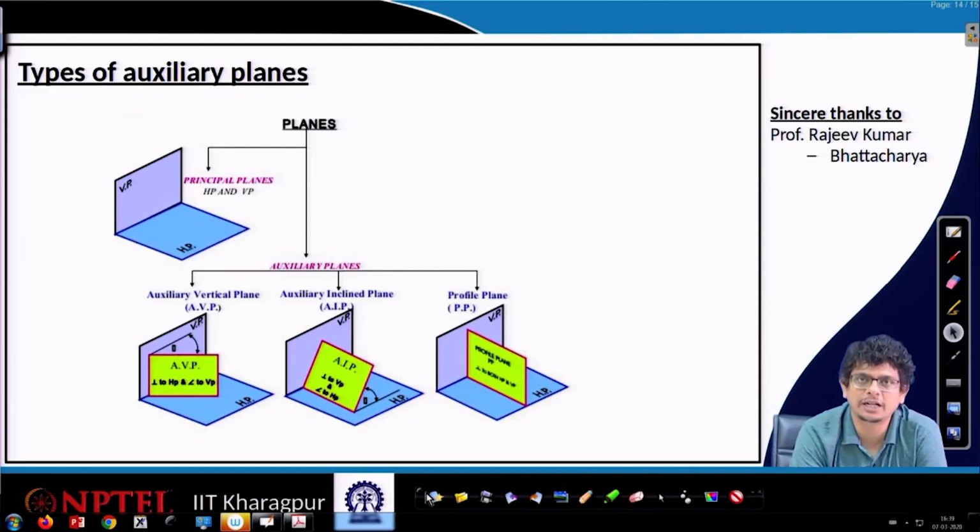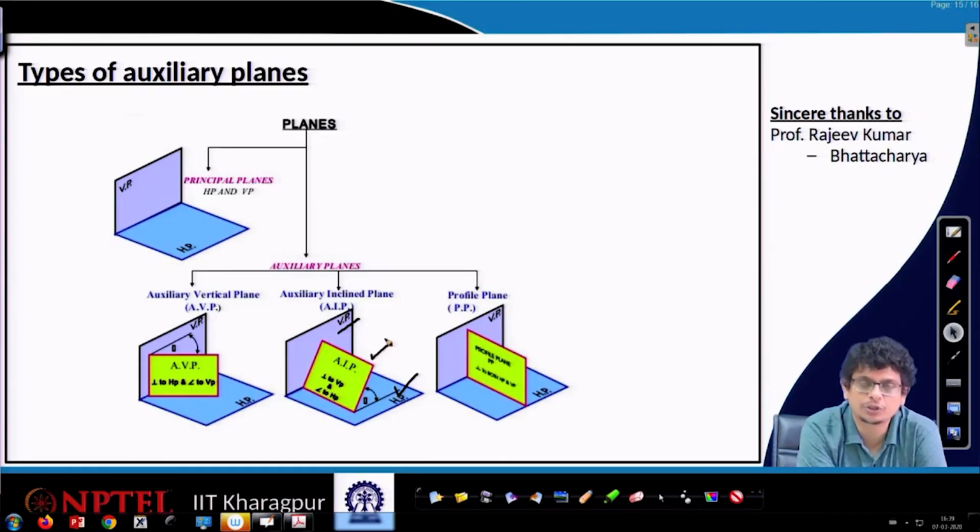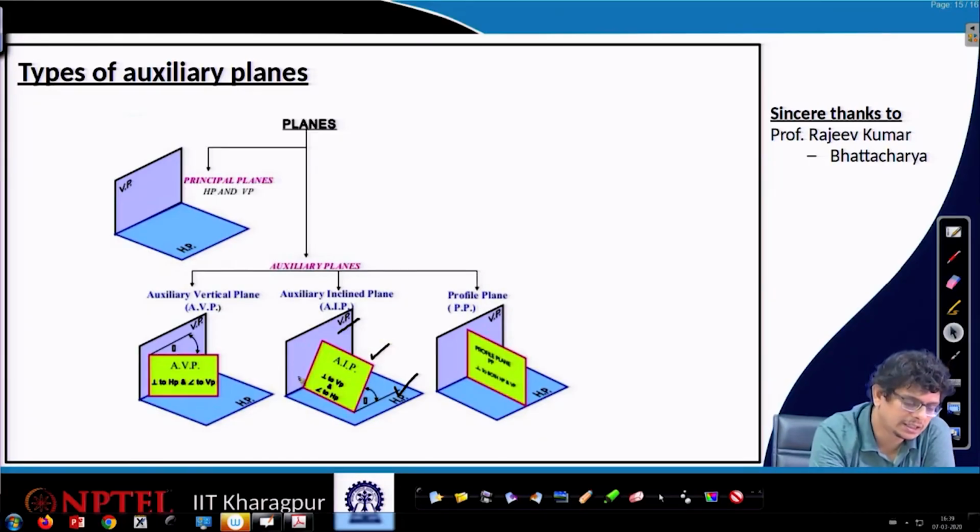Similarly, for the auxiliary inclined plane and auxiliary top views, this auxiliary inclined plane makes an angle with the horizontal plane. This is always perpendicular to the vertical plane. So, for any object which is in between the vertical plane, horizontal plane and auxiliary plane, the projections will be taken on this inclined plane. About this axis we construct the projections.